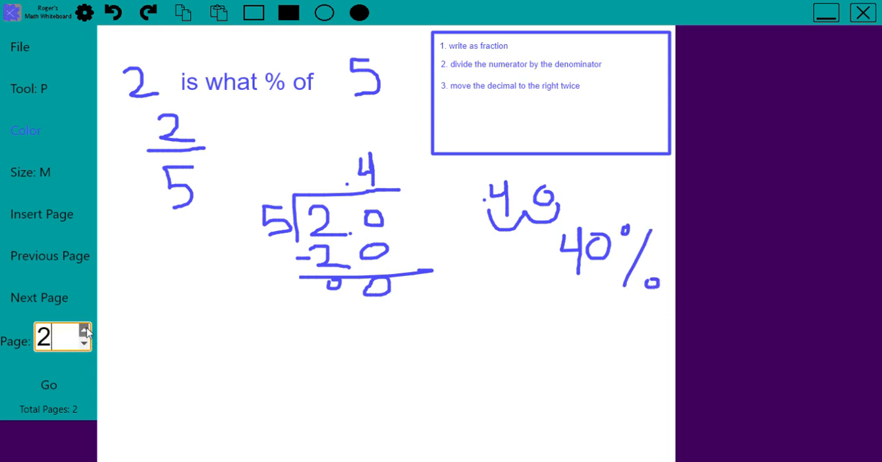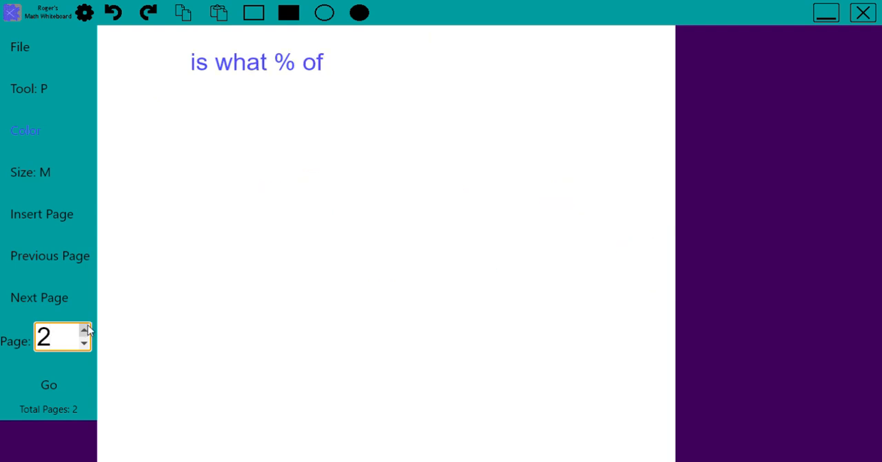Alright, let's try another one. Let's say I had 3 is what percent of 9. So 3 is the number we're trying to find a percent of, so 3 is my numerator. And then 9, the whole number we're trying to find the percent out of, or the number after the "of", is my denominator.